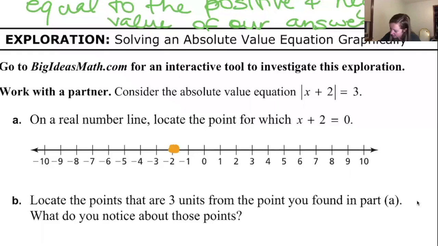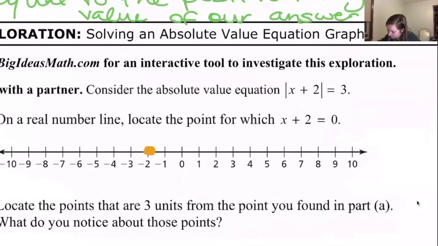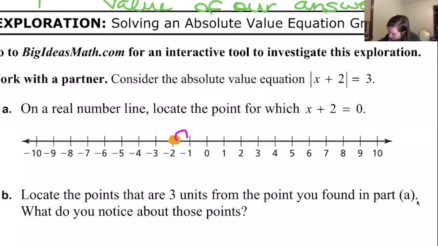And then it said in part B, we're going to go from -2 and we're going to go 3 points away in both directions. So I'm going to go 1, 2, and 3. And I end up at +1. And I'm going to go 1, 2, and 3. And I end up at -5. What do you notice about these numbers? I notice that they're the same answers that we got in part 1.